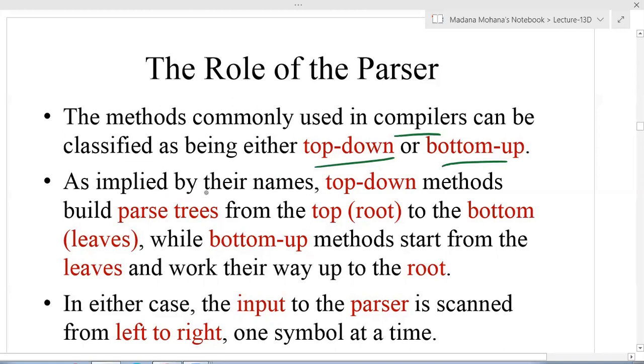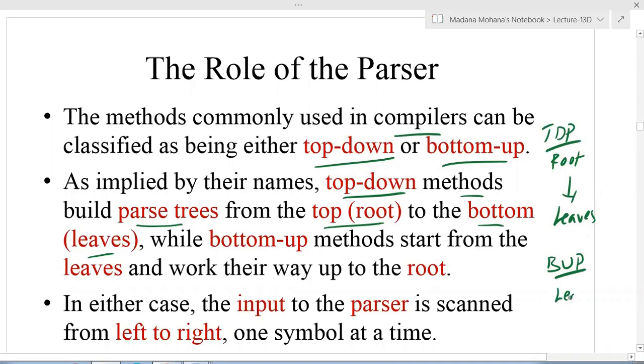Now, what is a top-down parser? As implied by their name, top-down methods build the parse tree from the top root to the bottom leaves. So construction of a parse tree or derivation tree starting from the root, then proceeding towards the leaf nodes, is called top-down parsing. Whereas bottom-up parsing starts with leaf nodes, then you derive its root. While bottom-up methods start from the leaves and work their way to the root. So simply, you can identify top-down parsing as root to leaves, whereas bottom-up parsing is leaves to root.